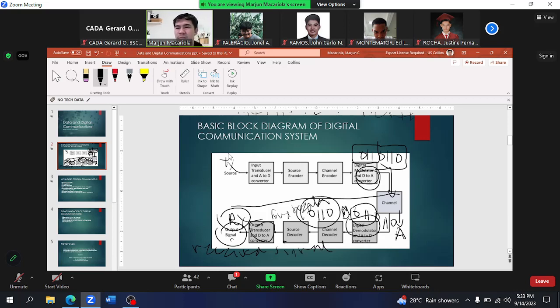Okay? So gusto ko lang kayong ma-familiarize kung anong meron sa digital communication system, definition of terms, para mas lumawak yung vocabulary nyo in terms of digital communication system. Okay? Next.